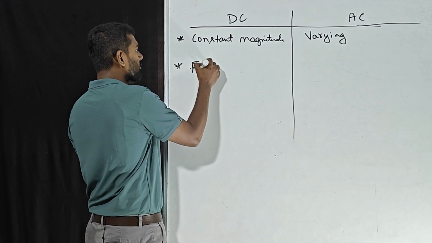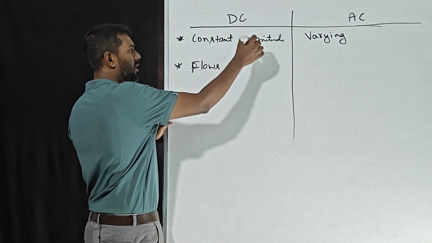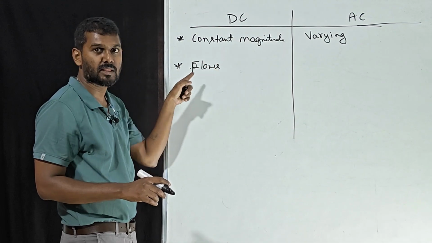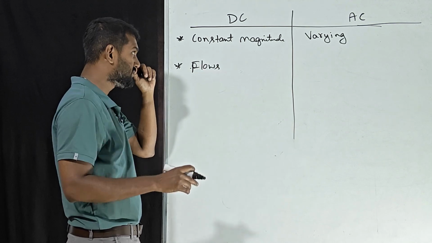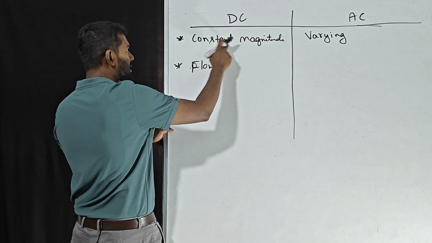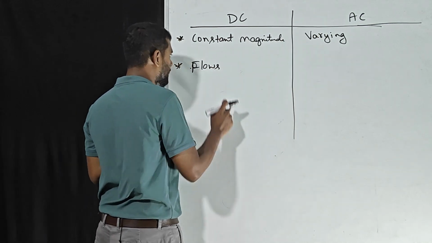Okay, so when you are writing differences, you have to write in sentences. You should not write like this. You have to write it in the form of a sentence. See, here something is incomplete, right? You have to complete it. It has a constant magnitude, it has a varying magnitude.